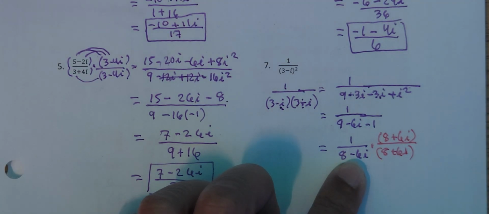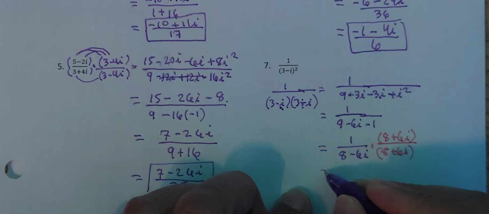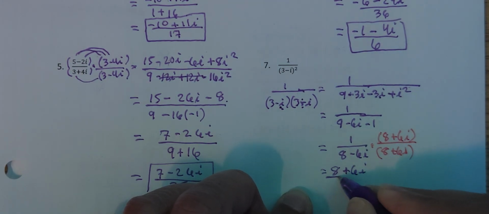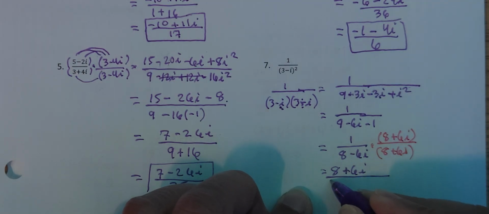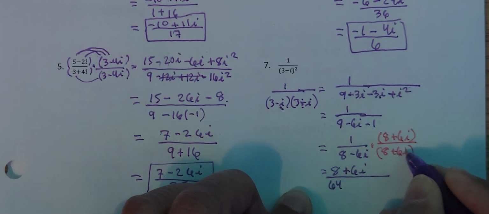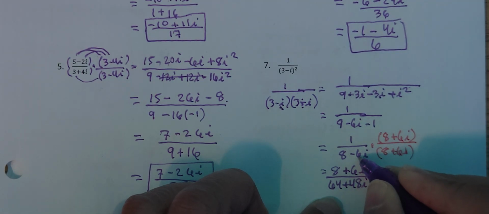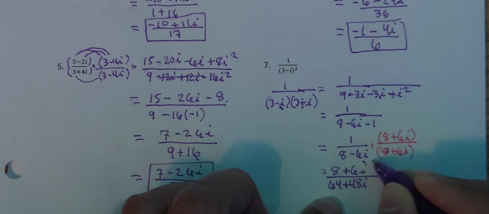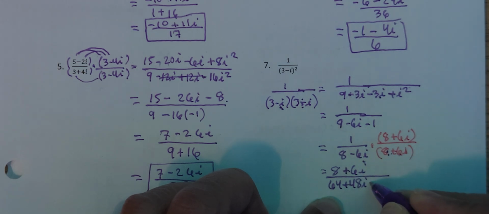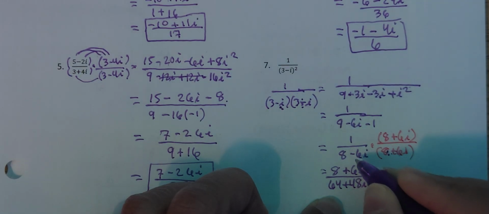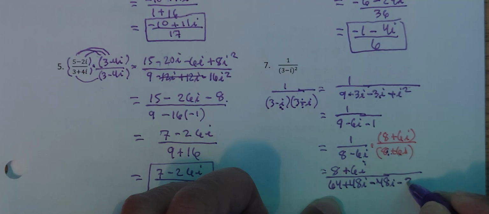And then we multiply again. So 1 times 8 is 8. 1 times 6i, that's 6i. Denominator, 8 times 8, that's 64. 8 times 6i, that's 48i. Negative 6i times 8 is negative 48i. And then negative 6i times positive 6i, that's negative 36i squared.